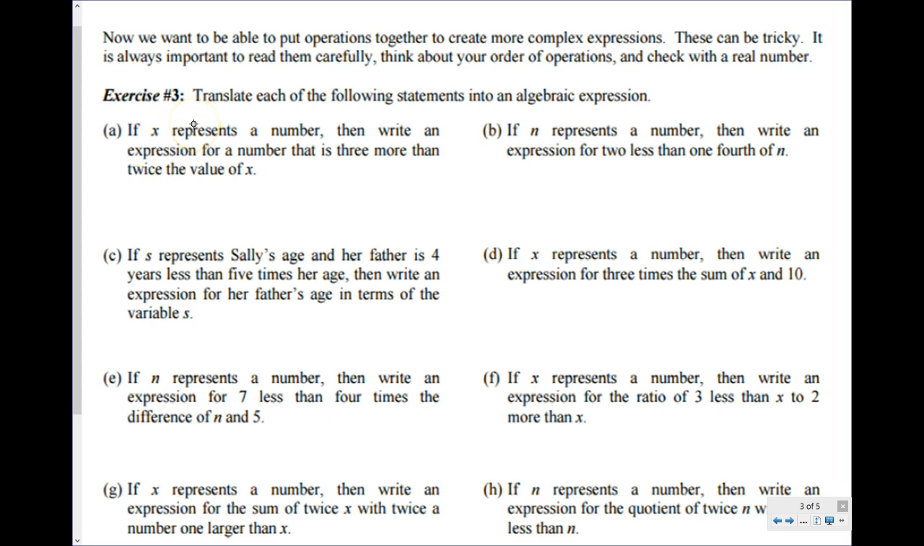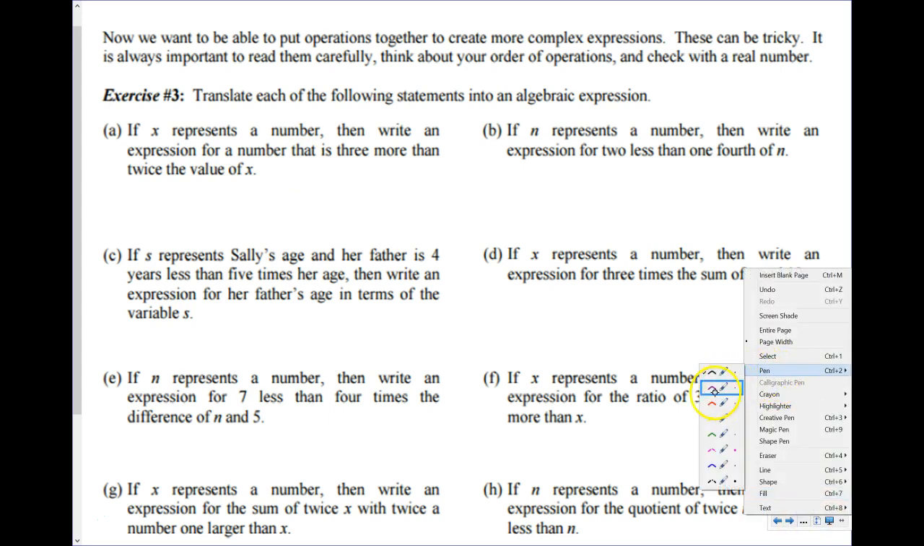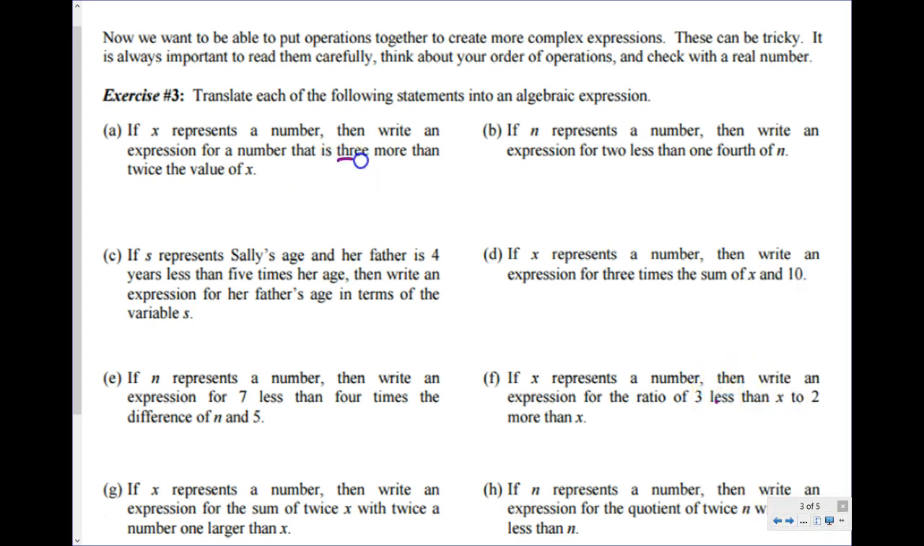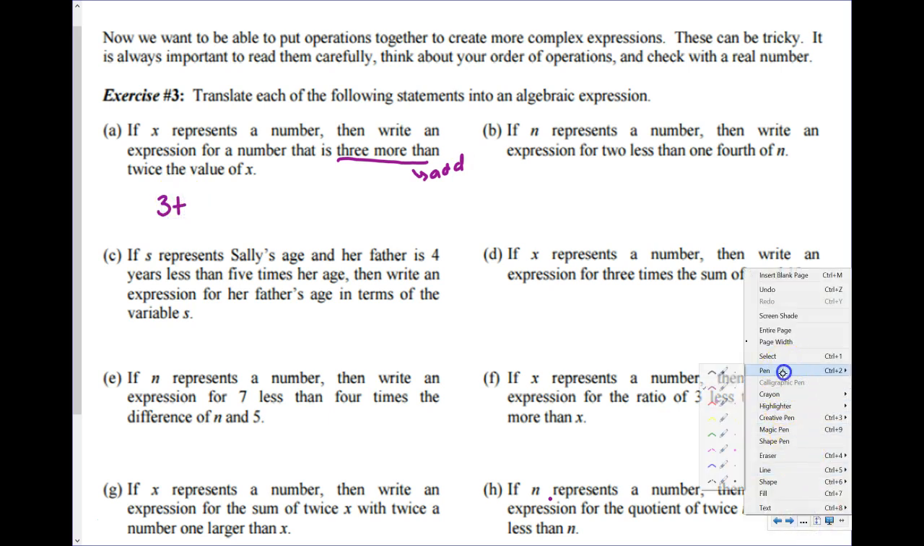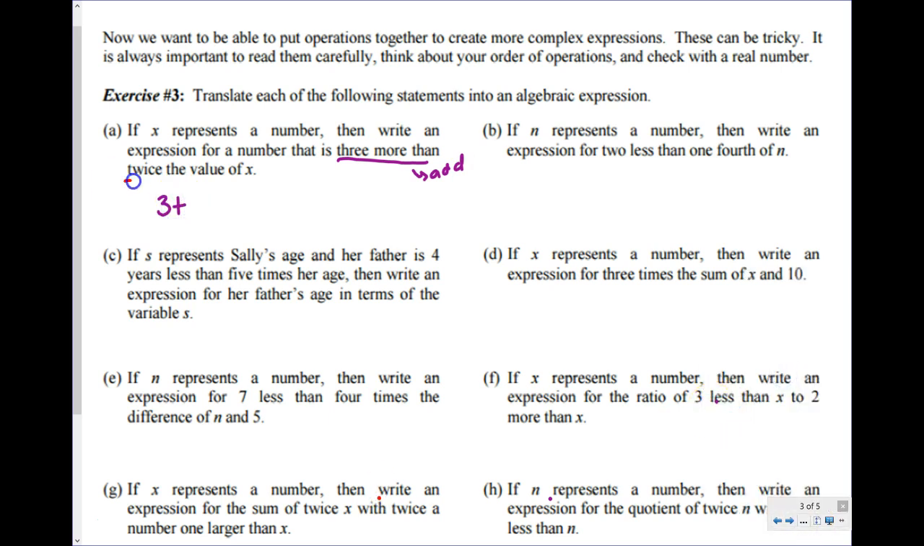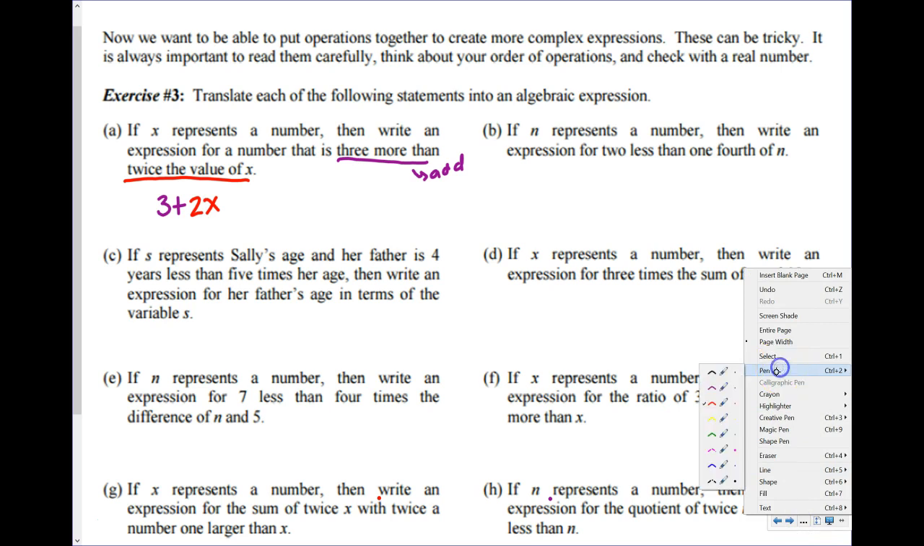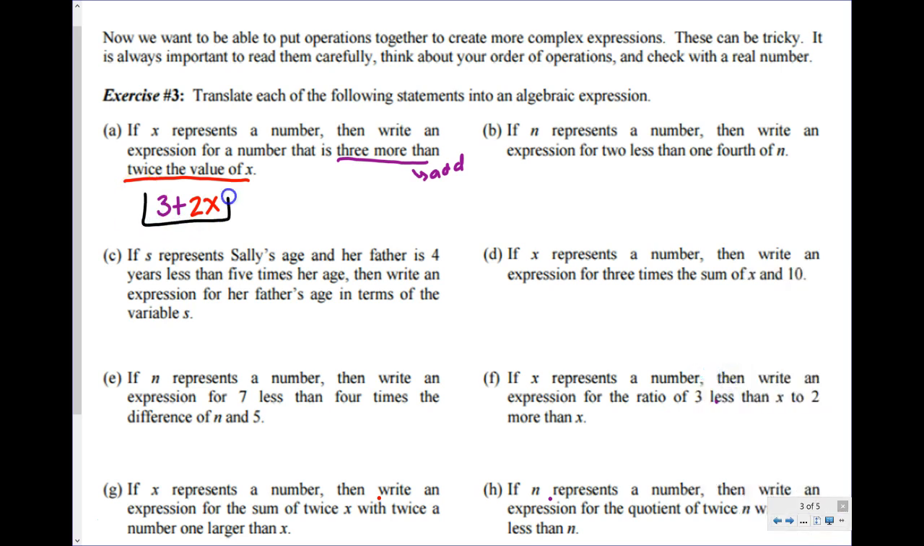If x represents a number, write an expression for a number that's 3 more than twice the value of x. So the first thing I see is this 3 more than. Well, more than means to add, so I'm going to have 3 plus. The next part says twice the value of x, so twice x. So my expression is 3 plus 2x. I'm breaking it up and translating each part.